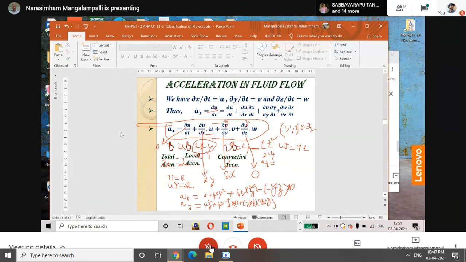So what is the acceleration? The acceleration will be the root of AX² plus AY² plus AZ². Okay, sir. That's all.